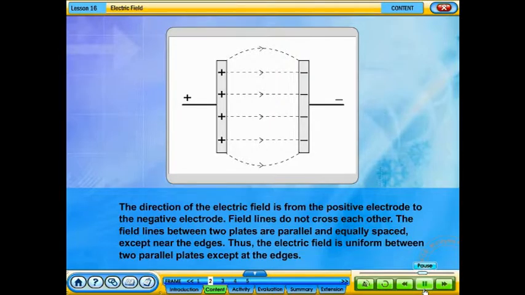Field lines do not cross each other. The field lines between two plates are parallel and equally spaced, except near the edges. Thus, the electric field is uniform between two parallel plates, except at the edges.